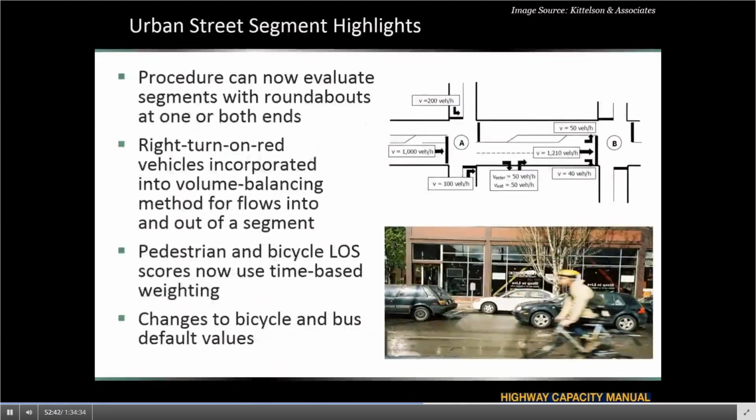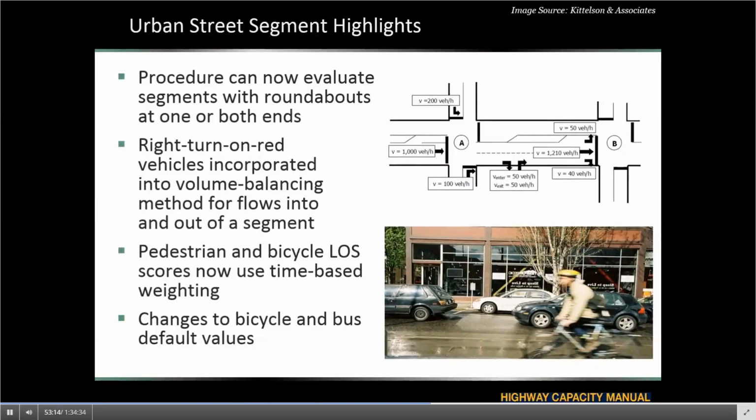Further changes to urban streets through the completed roundabout corridor project and NCHRP 3-100. The procedure can now evaluate segments that have roundabouts at one or both ends of the facility, which is increasingly important as agencies are looking at both full roundabout corridors as well as corridors that have both roundabouts and signals, or roundabouts and alternative intersections, a roundabout next to an R-cut. So all these configurations are being considered.